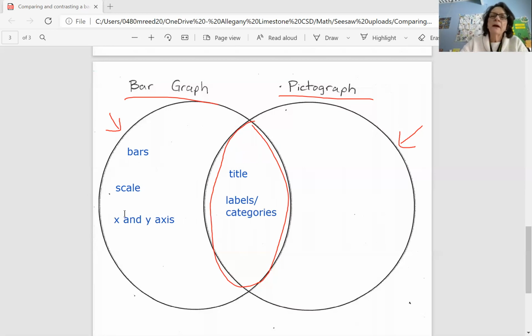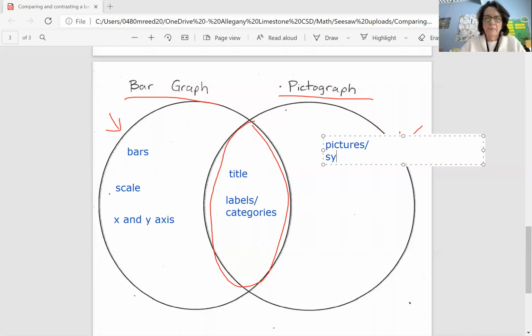Now let's go over to the pictograph. Well, what makes the pictograph different from the bar graph? A bar graph has bars and a pictograph has pictures. You could also say symbols. So I'm going to type pictures / symbols. And those are the things that have a value. All right, that makes sense, right? Bar graph has bars, pictograph has pictures or symbols.